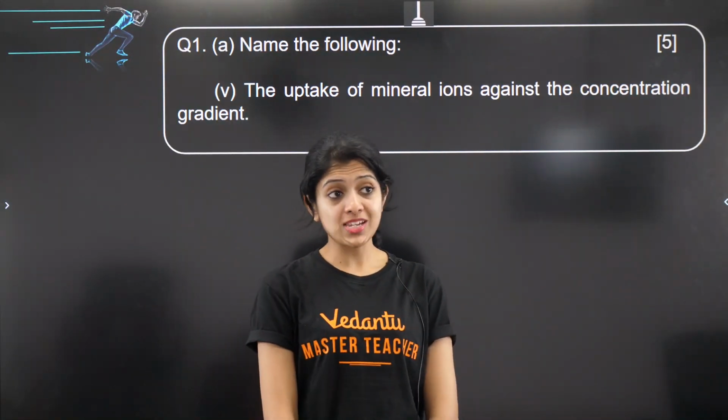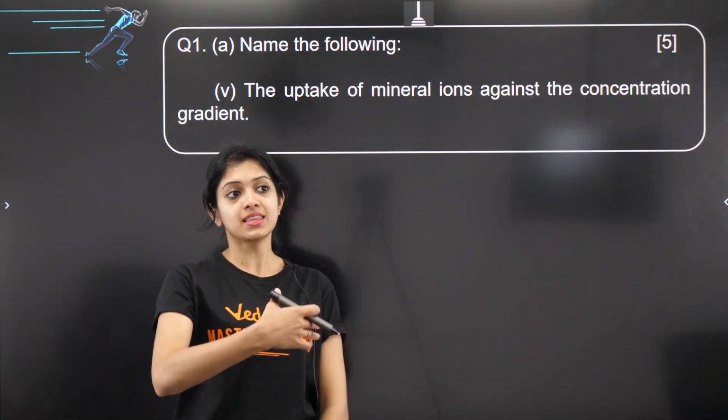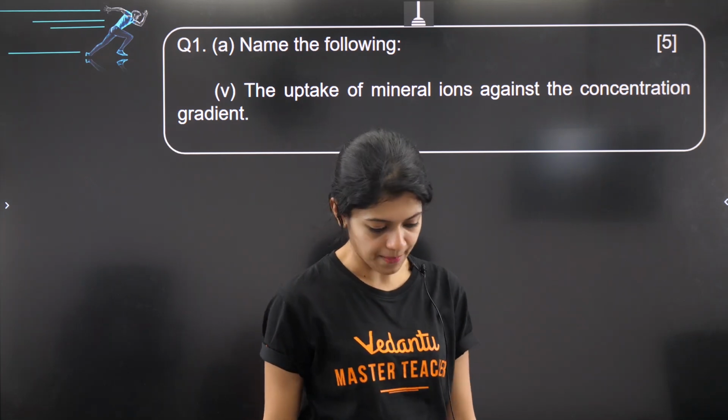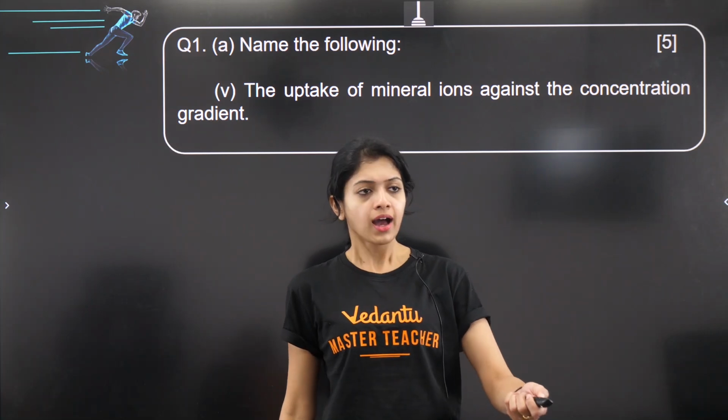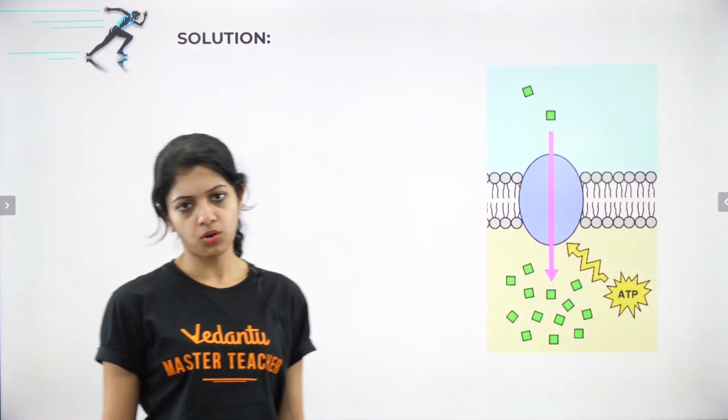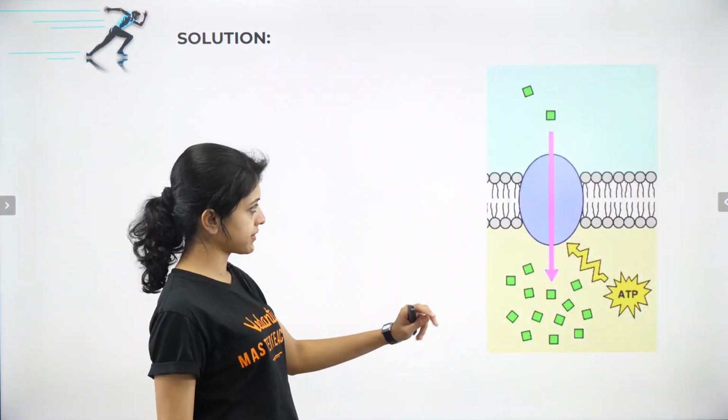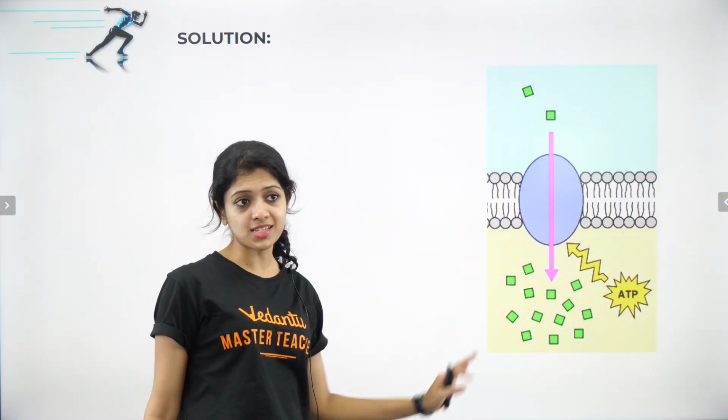Now, the uptake of mineral ions against the concentration gradient. Yes, again, another very simple one. If you just give it some thought, have a look at this picture. I remember discussing this with you earlier. Against the concentration gradient, this is what it means.